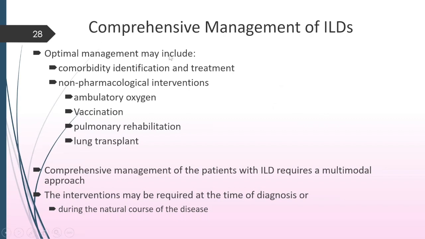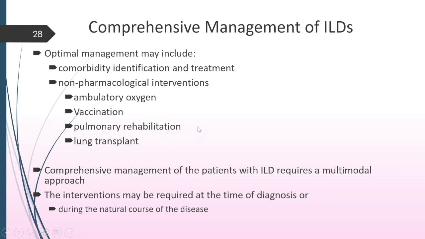Overall management is more than just giving drugs to these patients. We have to identify comorbidities, and there are a whole lot of non-pharmacological interventions which are required in these patients. Ultimately, many of these patients will go into chronic respiratory failure and require ambulatory or home oxygen therapy. Regular vaccination is required, pneumococcal as well as annual shots of influenza. Pulmonary rehabilitation is a very important area, which includes exercises as well as social and psychological rehabilitation, nutritional assessment, and training.